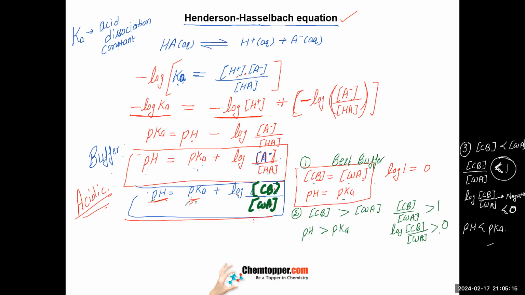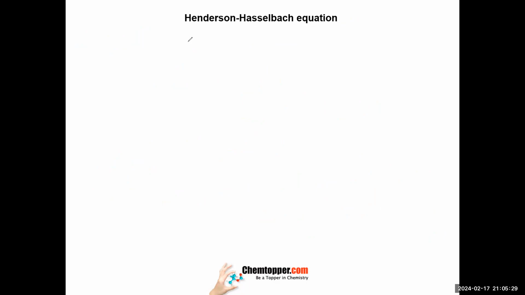What's the equation for a basic buffer? Let's see the equation for a basic buffer. I'm going to erase this. Shall I clear this? Now let's take a weak base, base B. Let's write down the dissociation of this weak base, so there is an equilibrium. Remember I told you, whenever you are taking a base without hydroxide, you have to use water to complete the equation. You are not going to write it without water.